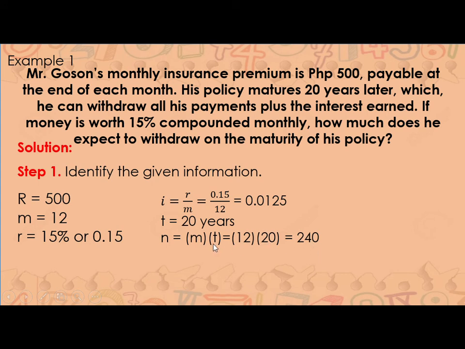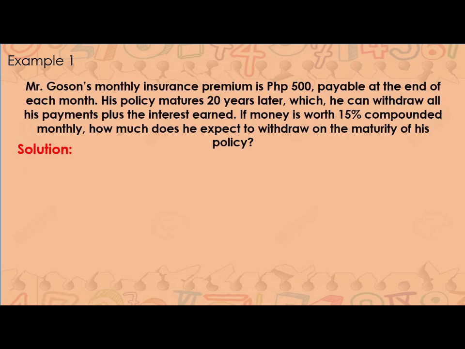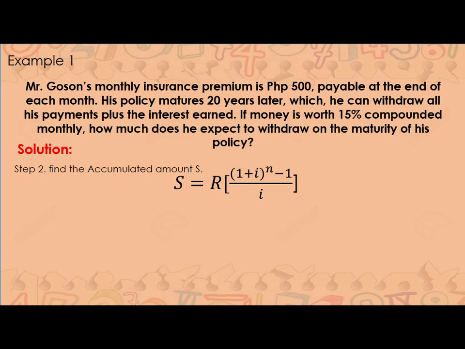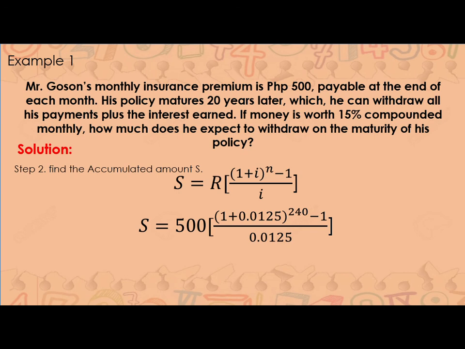Using the formula, you can now substitute and find the accumulated amount S. We have to use this formula because we are looking for the maturity value. That will be S equals R quantity 1 plus i raised to n minus 1 all over i. So let's substitute the given information. Your S is unknown, your R is 500, the 1 you just copy, your i, as we computed, is 0.0125 raised to 240 because your n is 240, minus 1, divided by 0.0125.